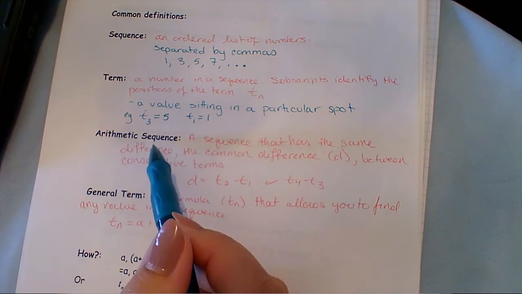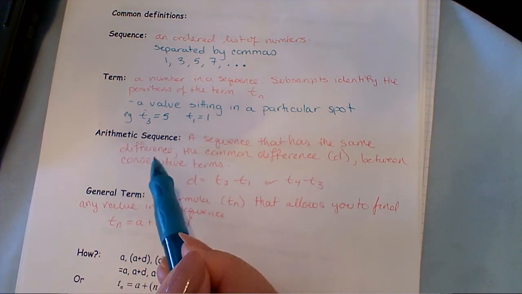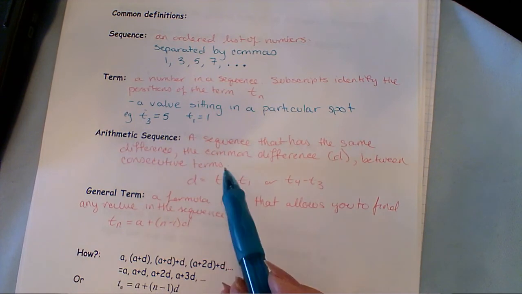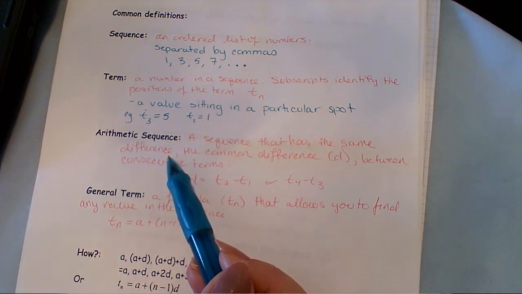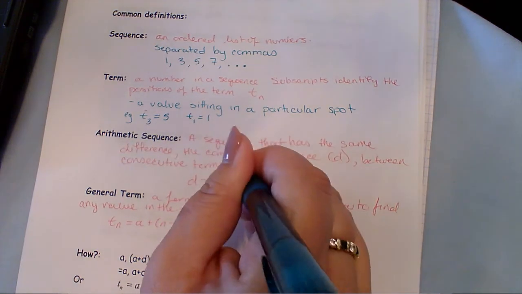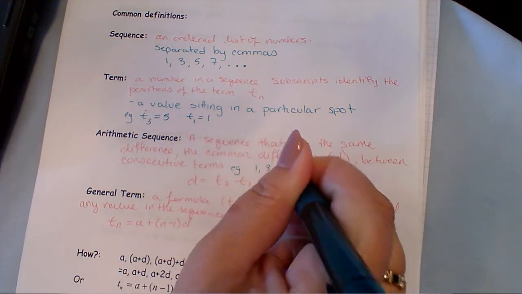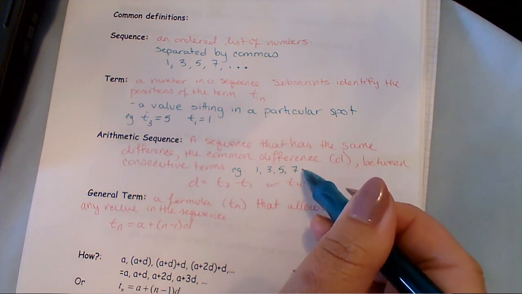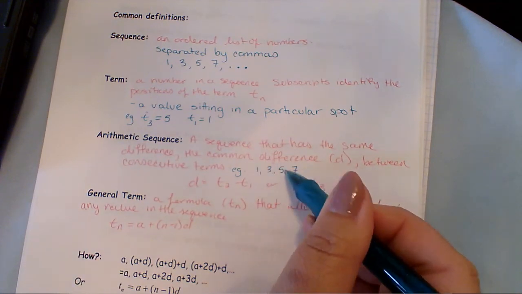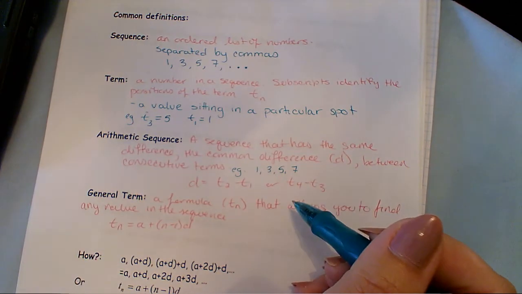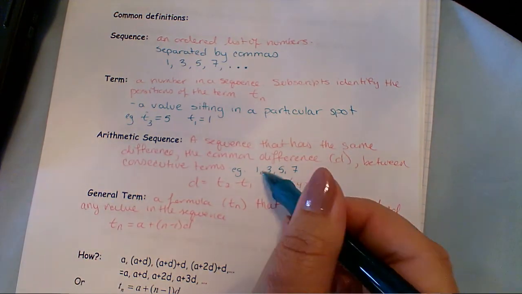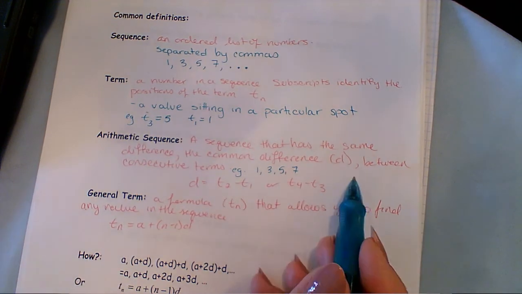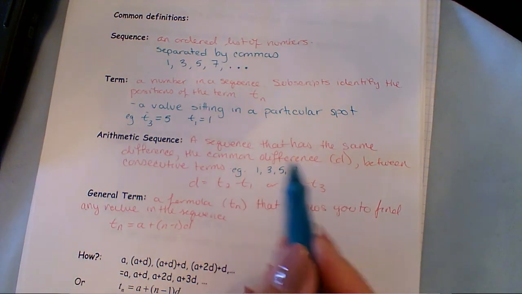Now, arithmetic, as you just saw, is a sequence that has the same difference, a common difference between consecutive terms, as you go from one term to the next. So again, 1, 3, 5, 7: add 2, add 2, add 2. We could be subtracting 2, subtracting 2, subtracting 2. It doesn't matter whether you're adding or subtracting to get to the next term. The fact is you're always doing the same thing to go from one term to the next, and that means there's a common difference.